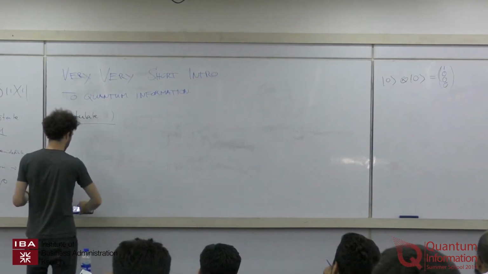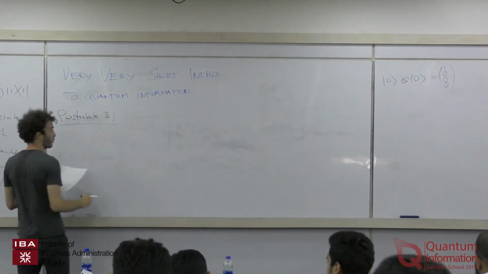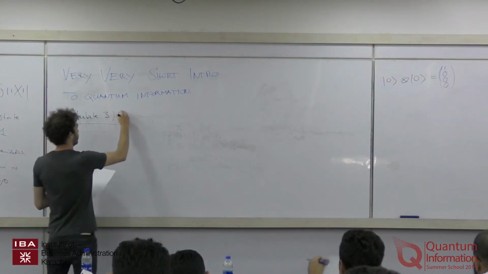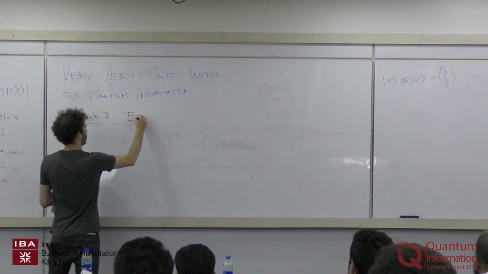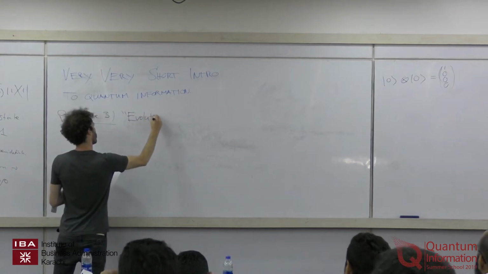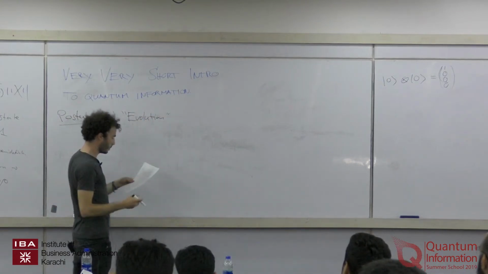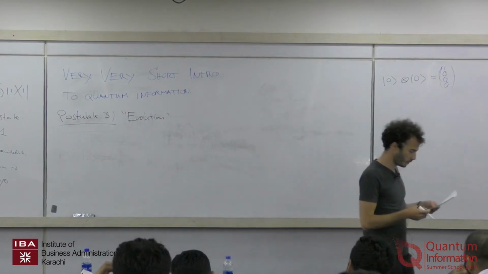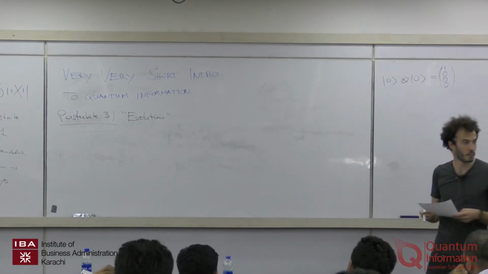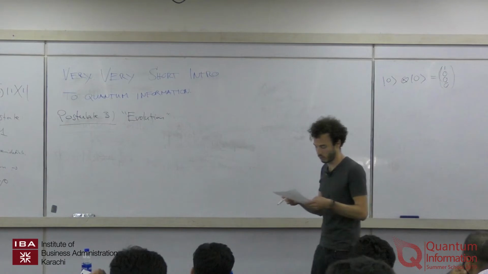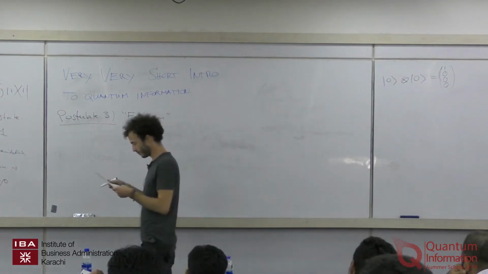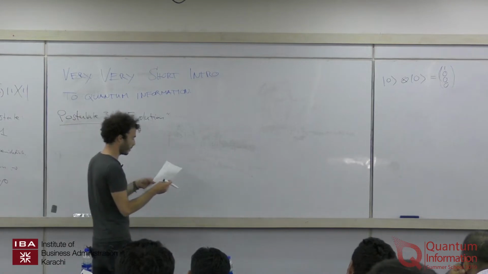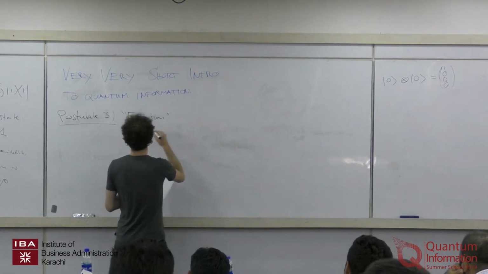And now we look at postulate 3. Let's call this the evolution. So this postulate will tell us how a quantum system is evolved through time. What are the operations that we can perform on quantum systems? In the isolated setting, an evolution is described by a unitary operator.